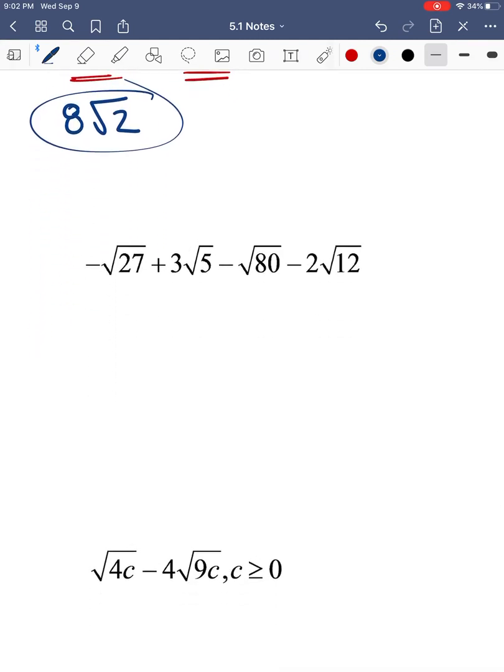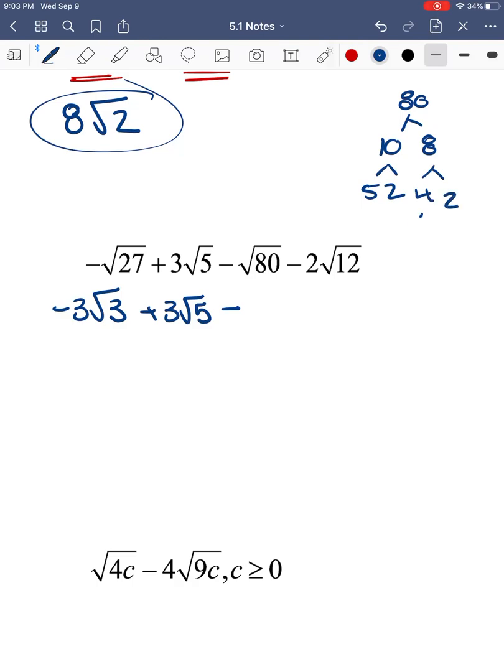So our next example, again, same thing. I'm just going to simplify. So I know 27 is 9 and 3. So square root of 9 is 3. Plus 3 root of 5 minus, if I'm thinking of 80, again, if you can't think of factors right off the top of your head, using your factor tree is fine. So if I go 80, I'm going to say 10 and 8, 5 and 2, 4 and 2, and then I've got 2 and 2.